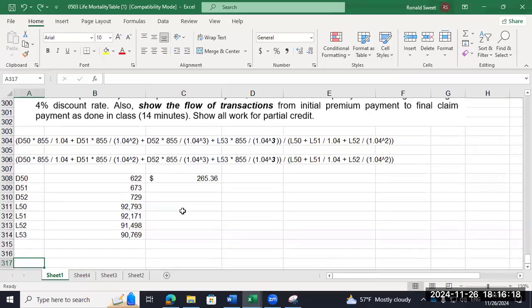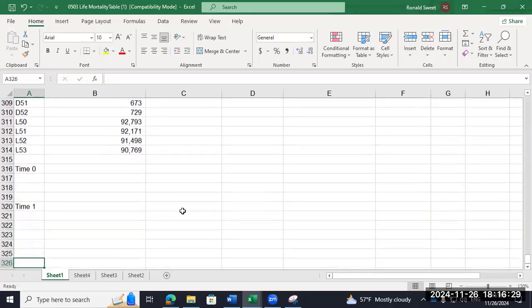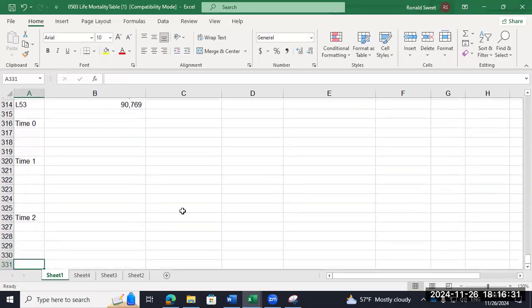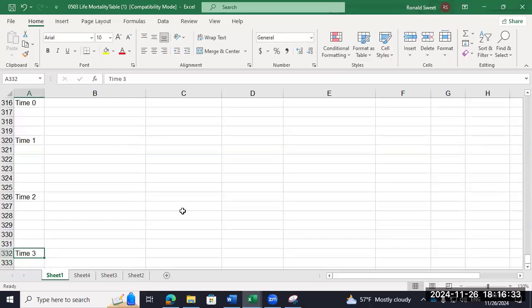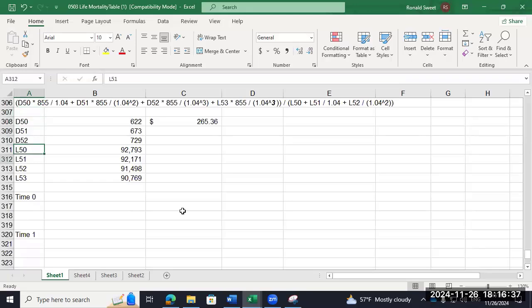Now, we're not going to do this next part in total. I'll set it up and do it. But the real key here is you've got time 0, time 1, time 2, and time 3. You're going to have the same number of times as you have D's in the numerator. So what happens at time 0? You collect your premium and you invest at 4%.